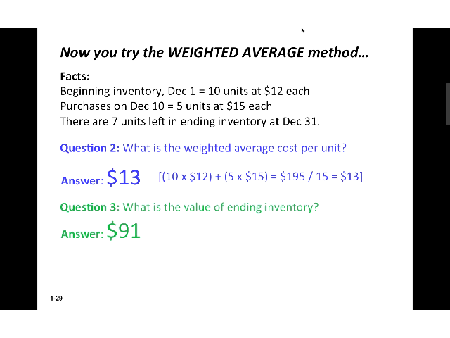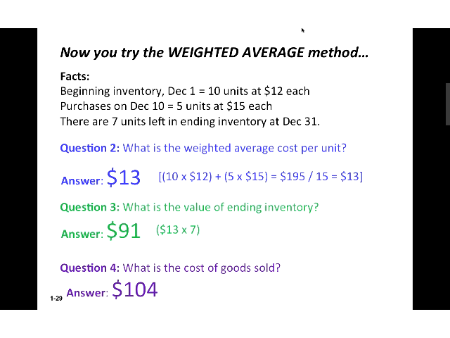It's going to be 91. How did I get that? $13 is our weighted average cost that we just got in question 2, and we have 7 units in ending inventory. So 13 times 7 is going to be the 91. Now, our next question up. What is cost of goods sold? You should be able to calculate it. There's 2 different ways you can calculate it. So take a shot at that.